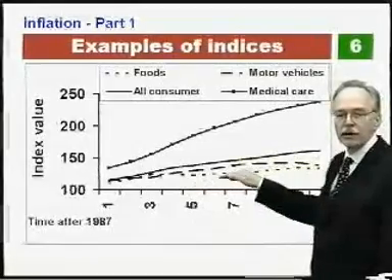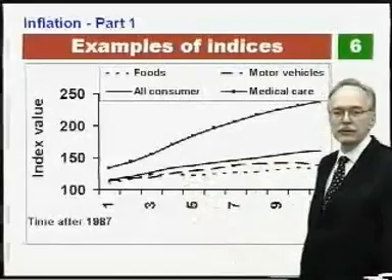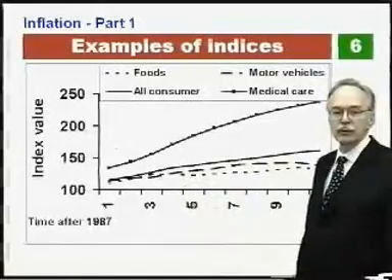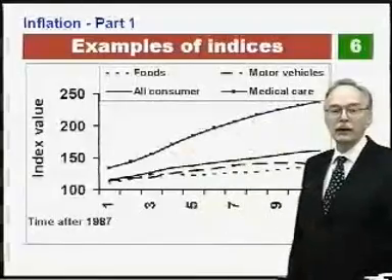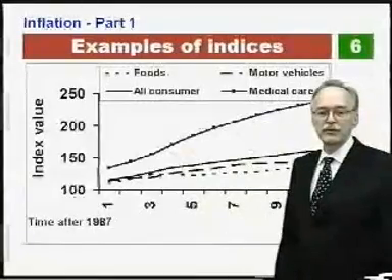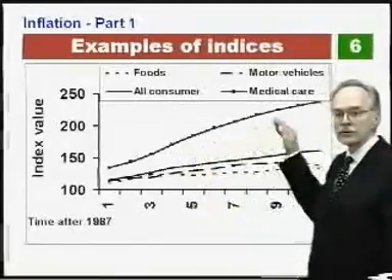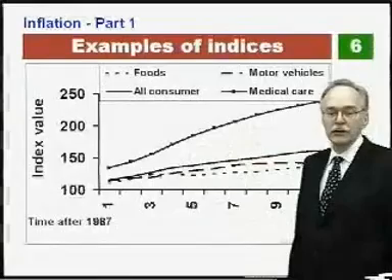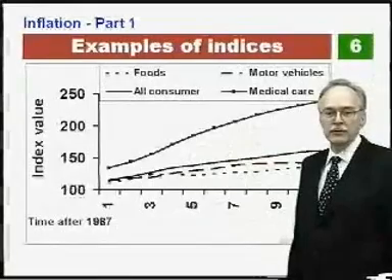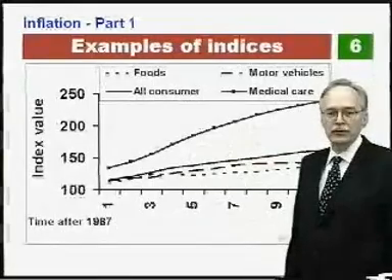This heavy dashed line right here in the middle is for motor vehicles. So they've gone up, but not as much as all consumer products. The last line here is for medical care. Everybody knows medical care costs have been growing so much faster than everything else, and this chart is just a reflection of that phenomenon. Again, these indices are from the BLS website and the government page.